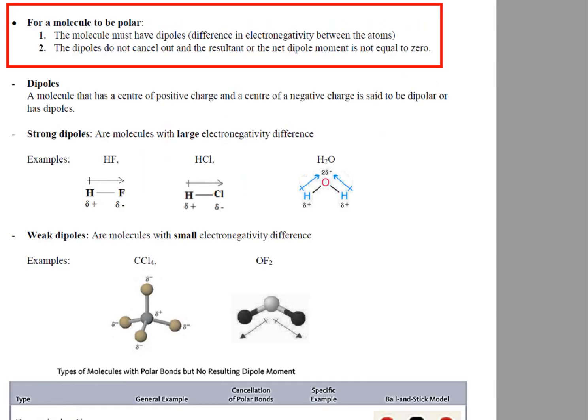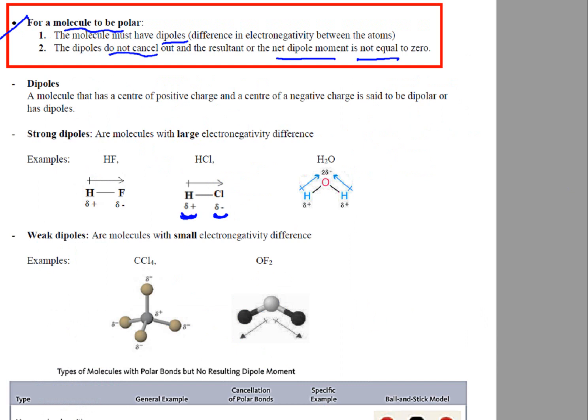This part is summarizing what is required for a molecule to be polar. For the molecule to be polar, it should have a dipole, and the dipoles should not cancel. Or we can say the molecule has a net dipole moment, or the net dipole moment is not equal to 0. You know how to draw the dipoles. The atom with the smaller electronegativity will be positive, the one with the higher electronegativity will be negative. Draw the partial charges and show the dipole.